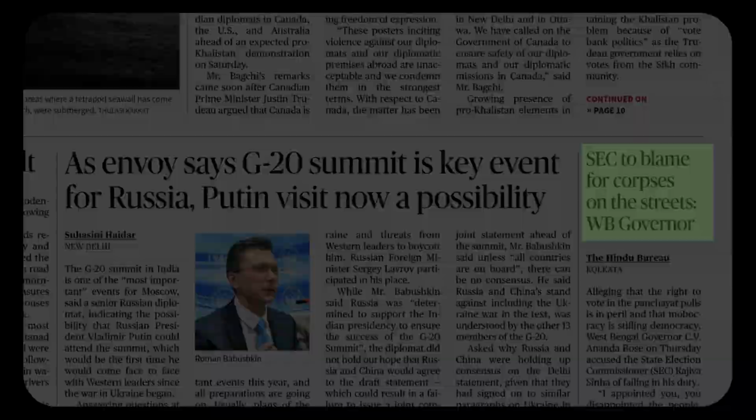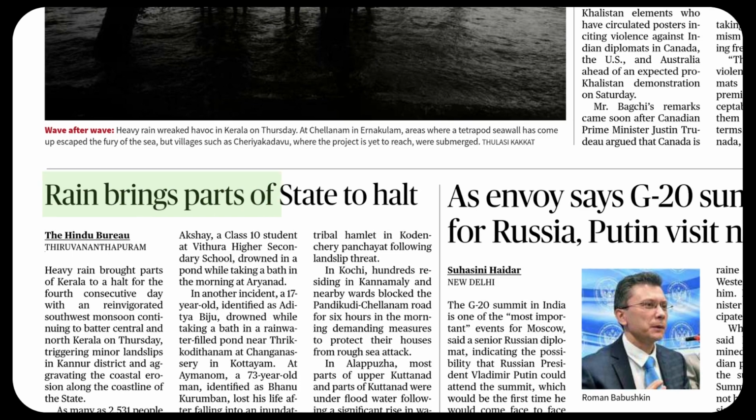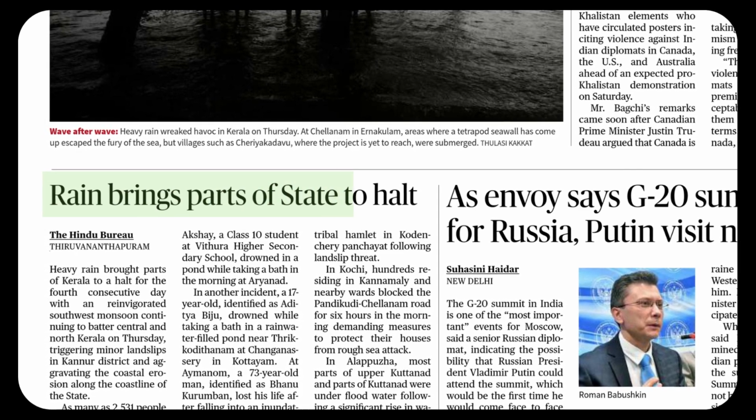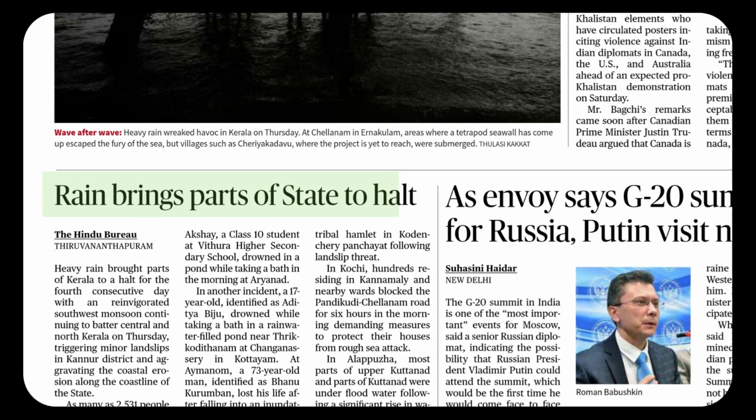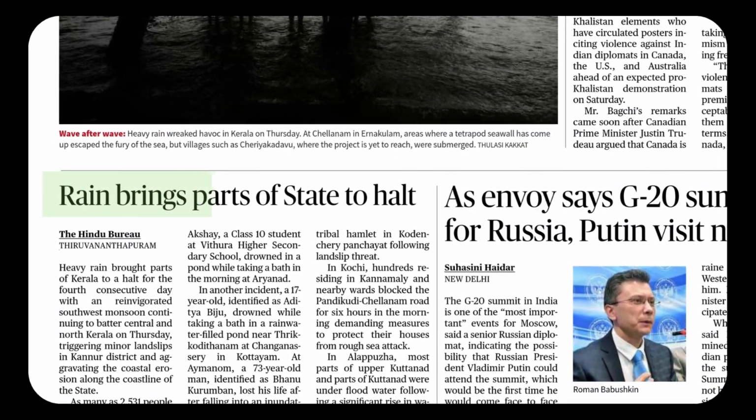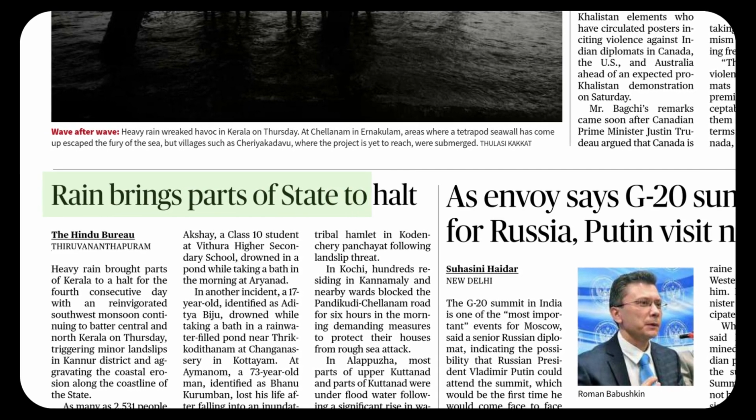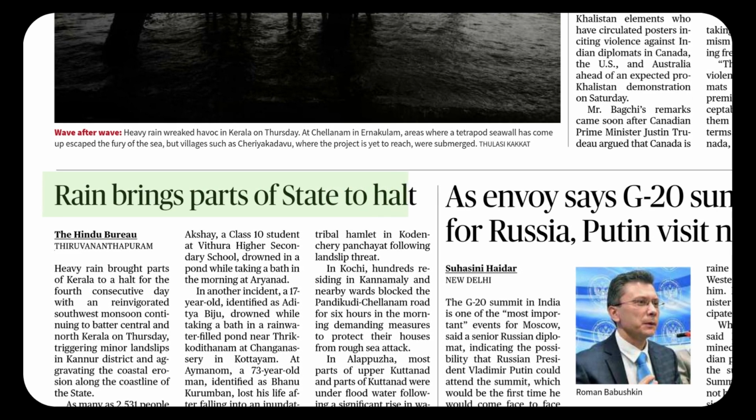Now we come to the next news item. Rain brings parts of state to halt. Rain brings, as a poetic structure. Rain does bring, rain does not bring. Does rain bring? Bring must be a verb. Bring, brought; buy, bought; catch, caught; think, thought. All these will have the rhyming pattern. When you bring, you take or carry someone or something to a place. I bought a car and brought it to my home. You buy something and bring it to your home.